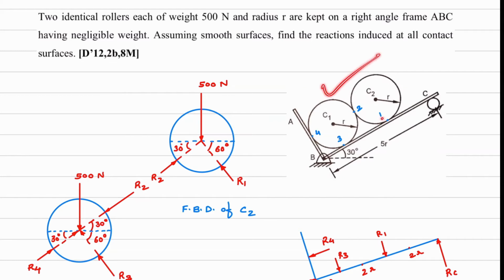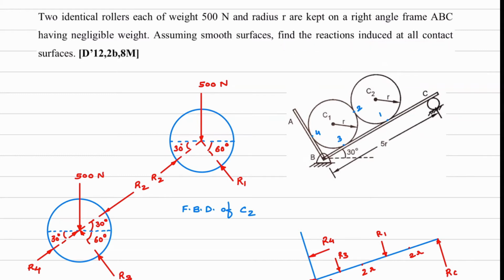So here you can see these points I have given. This is the diagram given in the question. Wherever roller 2 is touching the frame, I have given 1, then this is 2, then this is 3 and this is 4. You can start from this point also, this can be 1, 2, 3 and 4. So I have given the numbering over here. What is said in the question is assuming smooth surfaces, meaning friction is not there at all the contact surfaces. Find the reactions induced at all the contact surfaces.